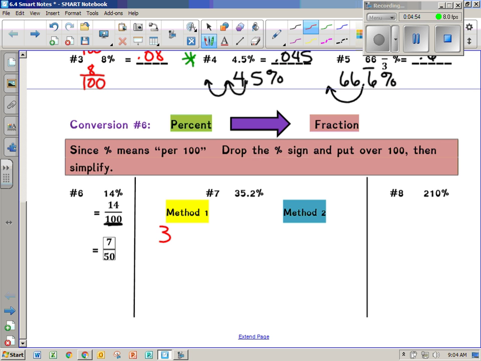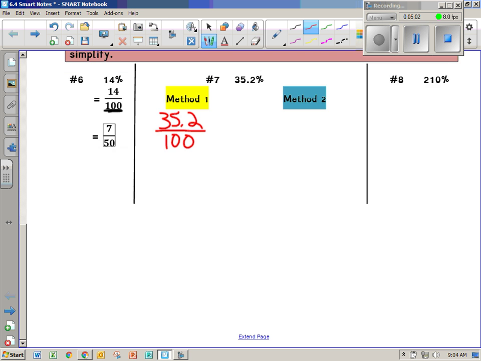So if I do that, I'd have 35.2 over 100. But remember, I want a fraction, and right now my fraction has a decimal inside of it, which is not a good thing. To get rid of that, I'm going to have to multiply the top by 10 and the bottom by 10. You might be asking yourself, why did she pick 10? Well, I want that 35.2 to become a whole number. The decimal needs to move one place, so that means multiply by 10. So I get 352 over 1,000, since 100 times 10 is 1,000.